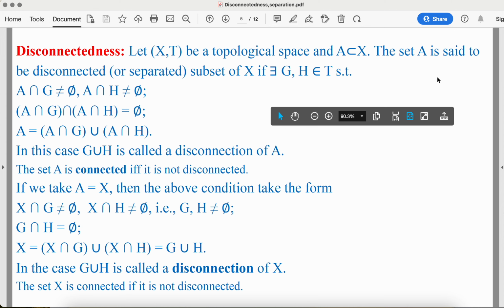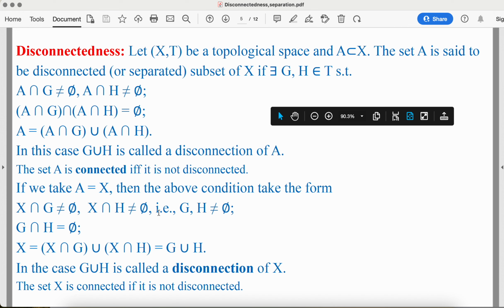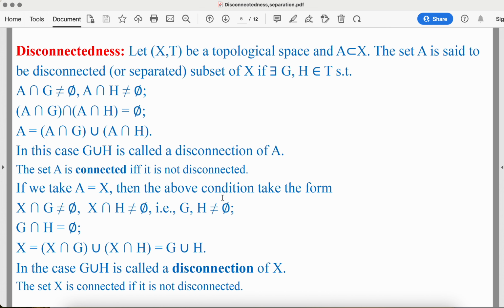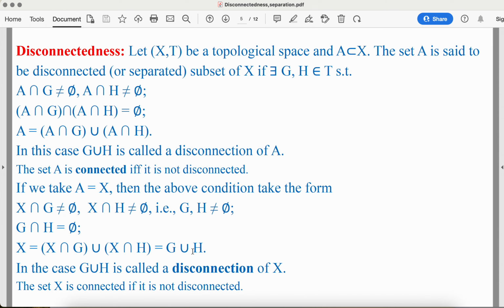If we replace this A by X in this definition, then X ∩ G is not equal to phi, X ∩ H is not equal to phi, that is, G and H are non-empty, and G ∩ H is equal to phi, meaning G and H are disjoint, and X is equal to (X ∩ G) ∪ (X ∩ H), which is equal to G ∪ H. Here G ∪ H is a disconnection of X. So the set X is connected if it is not disconnected.